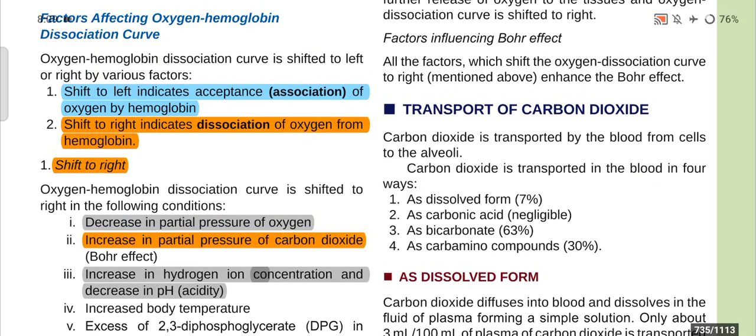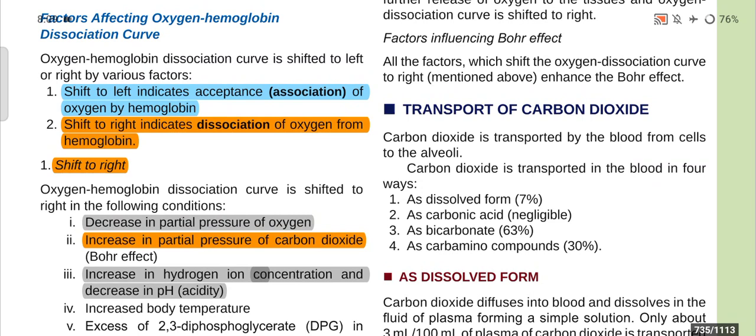In the previous video we have already discussed the transport of oxygen. Now in this video I will try to discuss the transport of carbon dioxide. Carbon dioxide is transported by the blood from cells to the alveoli, okay? And carbon dioxide is transported in the blood in four ways.